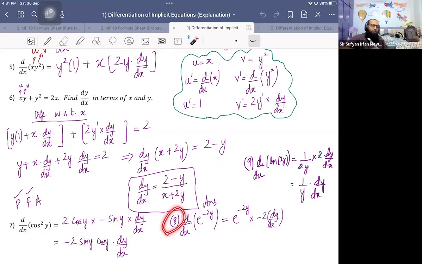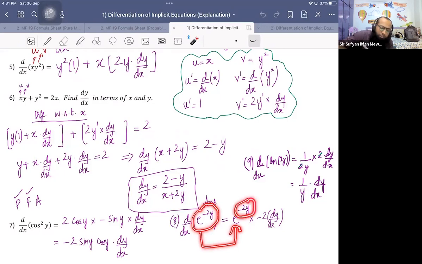Then we're moving on to the 8th example. Differentiate with respect to x e power minus 2y. Now again, what is the rule for differentiating an exponential equation? The differentiation of exponential equation is we copy the exponential as it is. The exponential function is copied as it is. But after copying, we differentiate the power with respect to x. So if you are differentiating e power minus 2y with respect to x, the first step is copy as it is. We get e power minus 2y. Then we have to differentiate the power with respect to x.